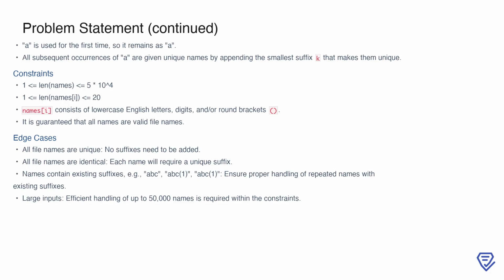Moving to the constraints, the input array can have up to 50,000 file names, where each name can be up to 20 characters long. The names may include lowercase letters, digits, and round brackets, and all names are guaranteed to be valid. Special cases to consider include scenarios where all names are unique, where all names are identical, and where names already contain suffixes like (1). Efficient handling of large inputs is critical to solving this problem within the constraints.